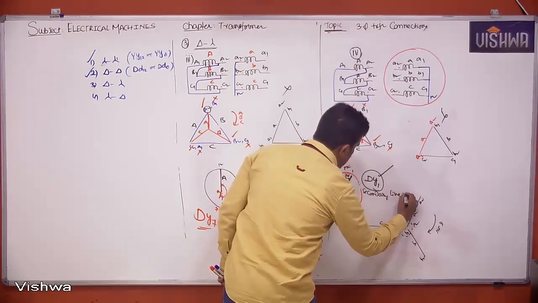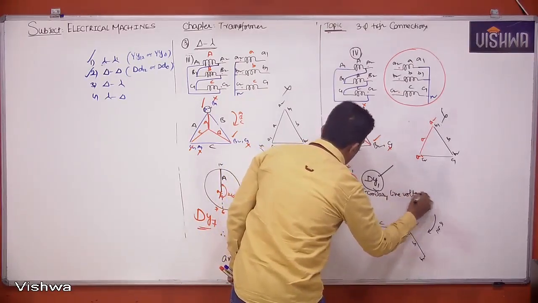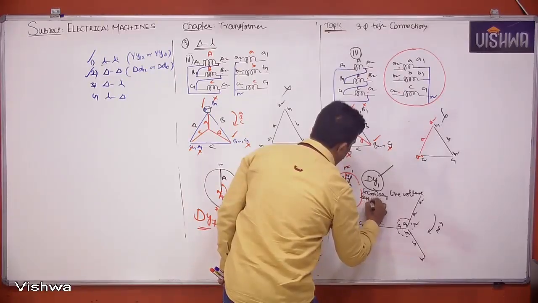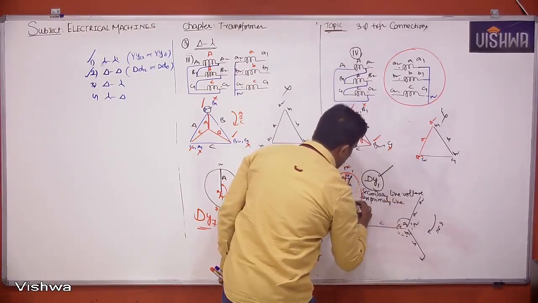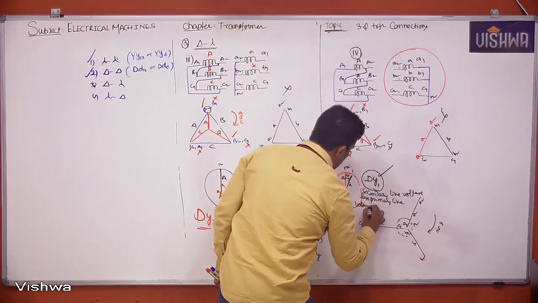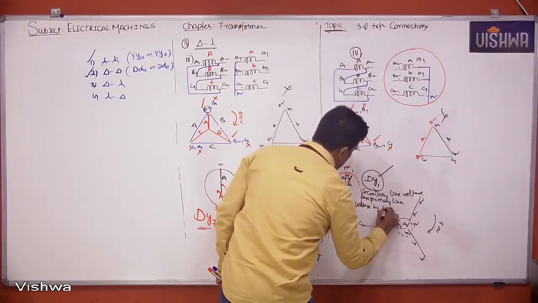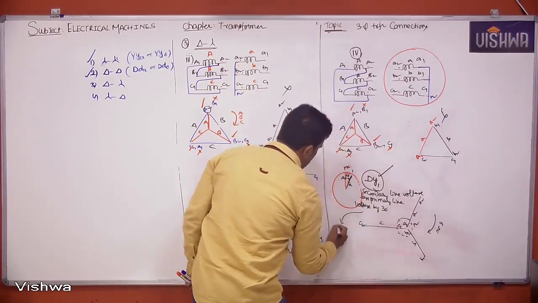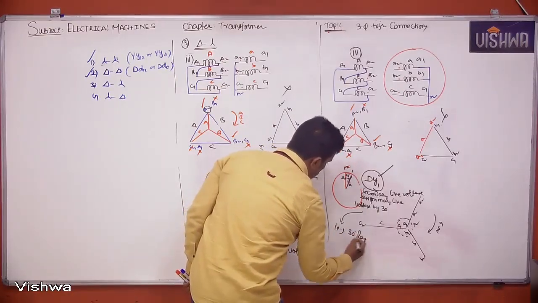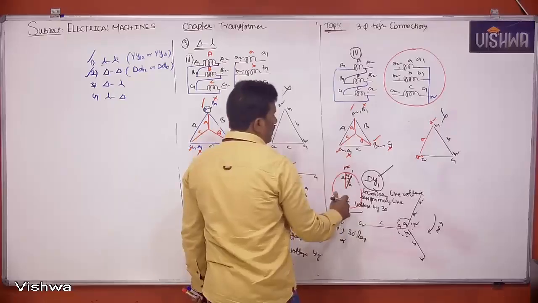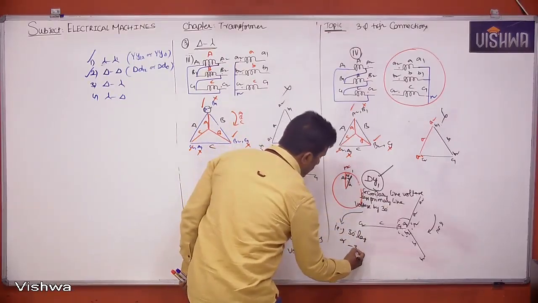So I can say simply here secondary line voltage lags primary line voltage by how much? 30 degrees. We can write it like this: 30 degrees lag. Since it is indicating lagging, I can simply indicate it as minus 30 degrees.